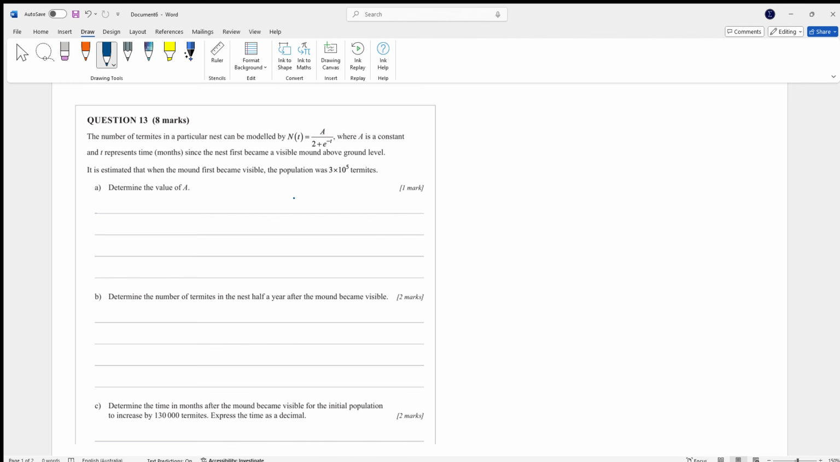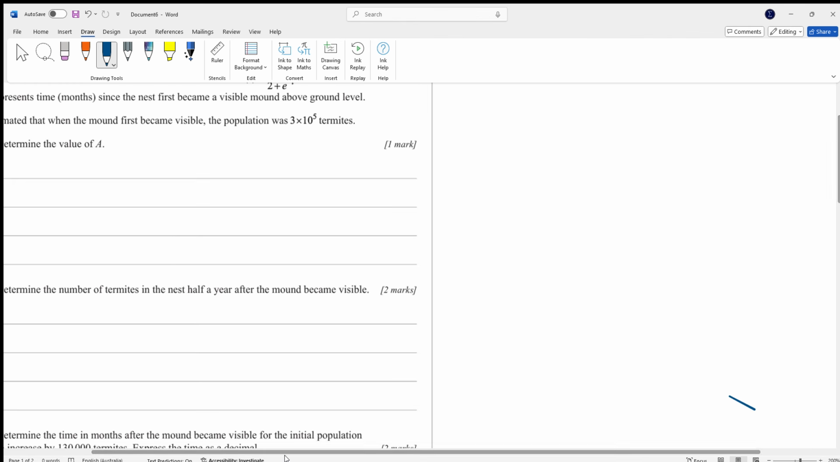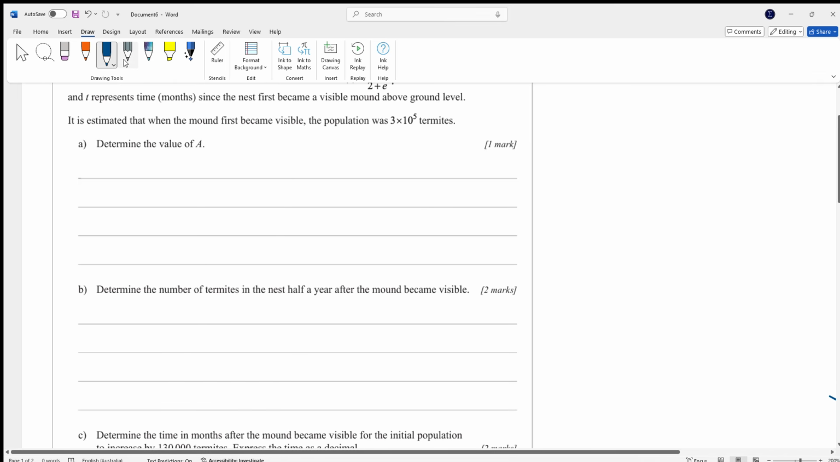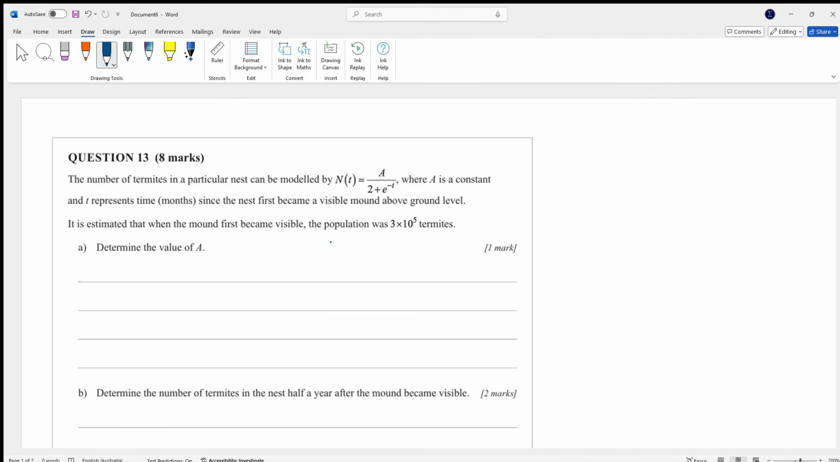So we've got to be very careful with a lot of things in this question because it is given in months. So if they give you anything in years, you've got to convert that to months. When they said when it first became visible, we can assume that's when t equals 0, because t is the number of months after it became visible above ground. So when t equals 0, the number of termites has to be this amount. So we can put this information into this equation and we'll be able to work out what A is.